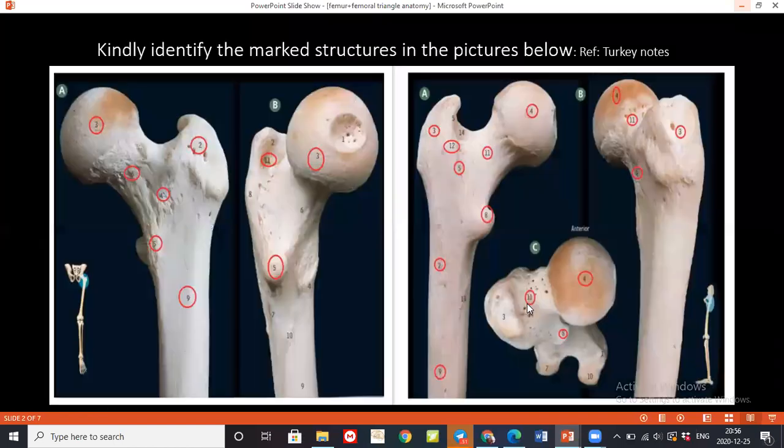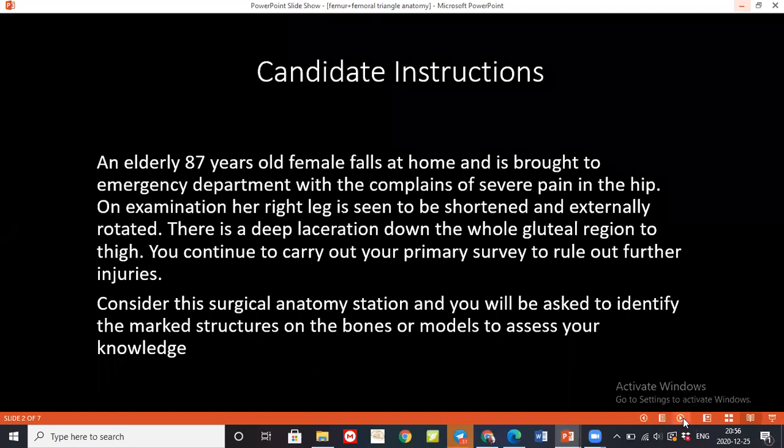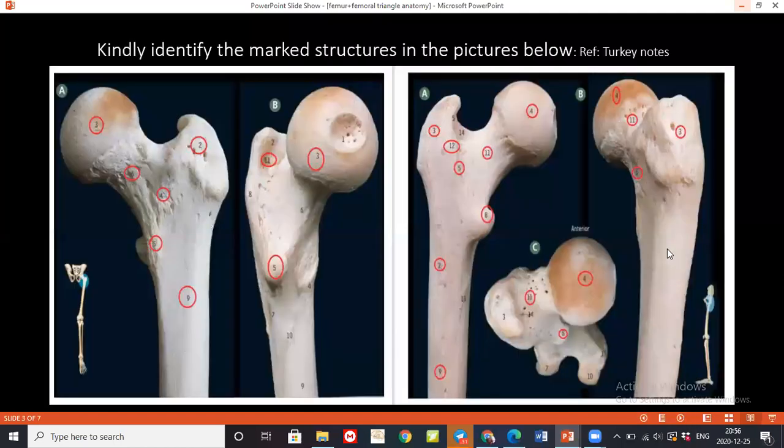Right. If you have read and understood, can you please help me identify the marked structure, starting from the left-hand side? Which bone is this that you're looking at? This is the femur. Of which side? Can you identify left or right, as much as you know? I guess it's the right side.